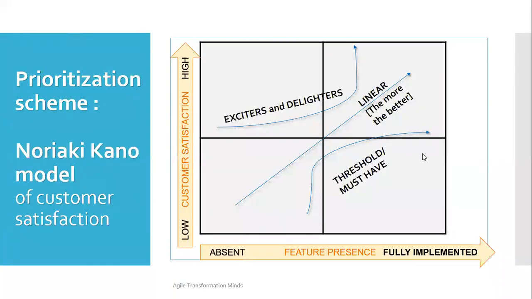So the first method the team uses to prioritize the backlog is called the Kano model. From an exam point of view, there can be questions asking what is expected in the Kano model, so you need to be aware of this explanation. In the Kano model, there are actually 4 types. One is exciters or delighters.